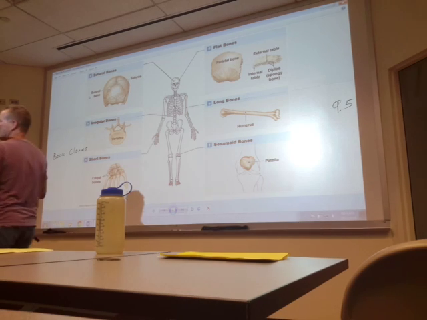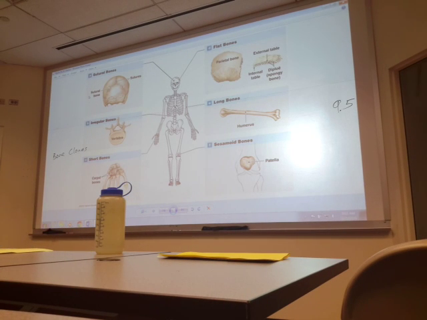The two skeletons that we have in the lab, I don't know it off the top of my head, but somewhere there's a folder and it tells me whatever we know about those two people. One's a woman, one's a man.